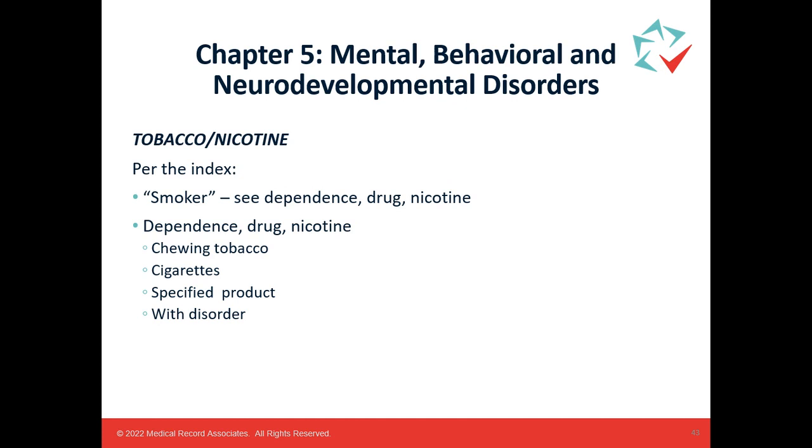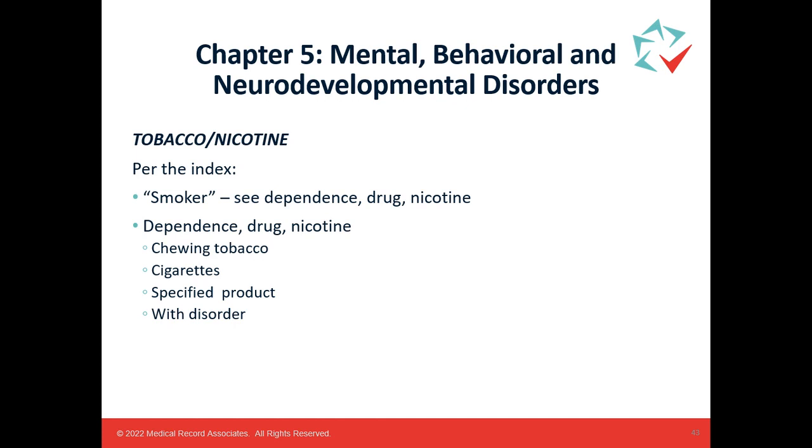Also in Chapter 5 are your tobacco and nicotine codes. There are always questions regarding ways to code tobacco and nicotine, use, abuse, dependence, smoker, and then the different types of products that are used. So per the index, smoker, so if all you have is a documentation of the patient is a smoker, if you index smoker, it does tell you to see dependence and then drug and then nicotine.